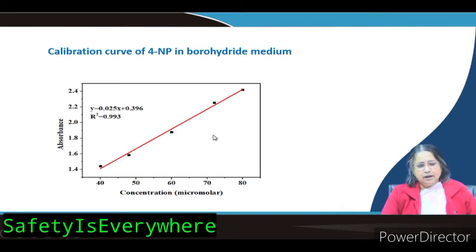Once we get the Beer's law curve, we can see how good it is from the R square value, it is very good, 0.99. So, it is a very good calibration curve to know the concentration. If we know the absorbance value of an unknown solution, we can easily find out the concentration. This is required to know the concentration of the nitrophenolate at different time intervals, after we started the reaction.